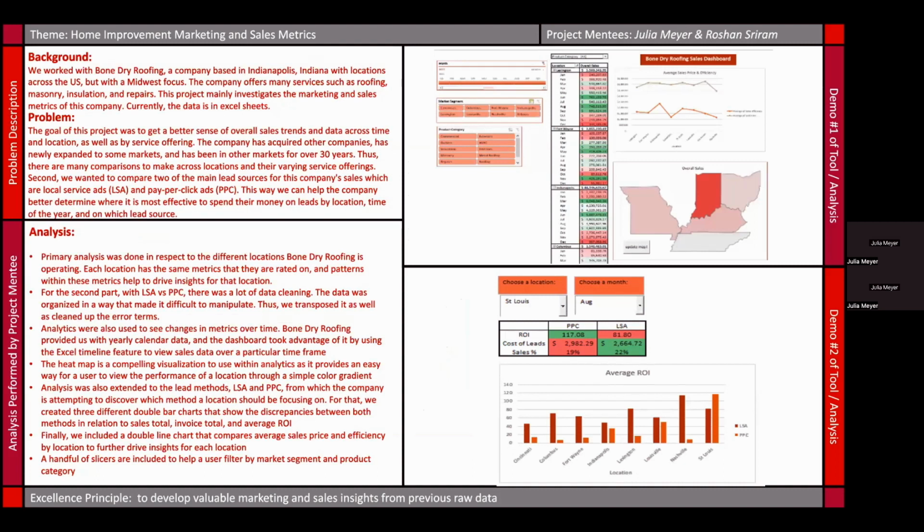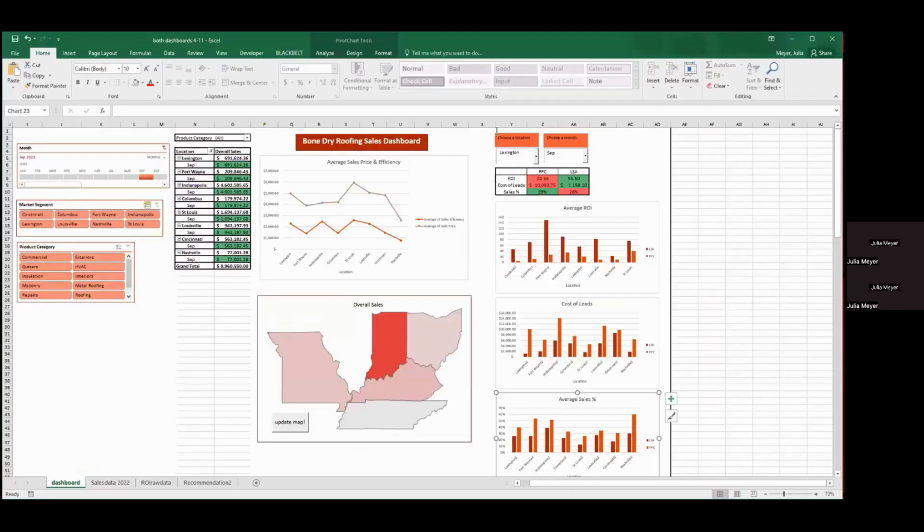And so to do this, let's take a look at the dashboard itself on Excel. As you can see, we have a variety of tools that are used to develop insights. On the left-hand side, we have a handful of slicers that are going to be used to filter the data in order to show a user exactly when and what they're working with.